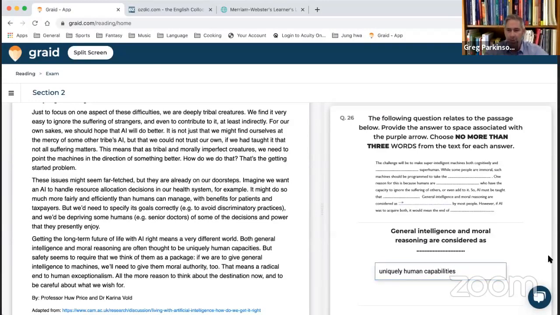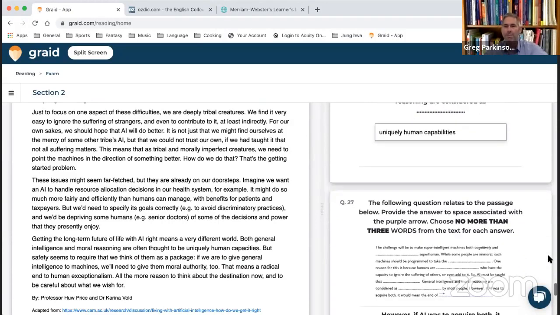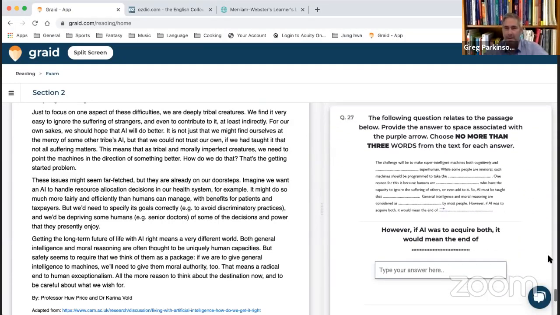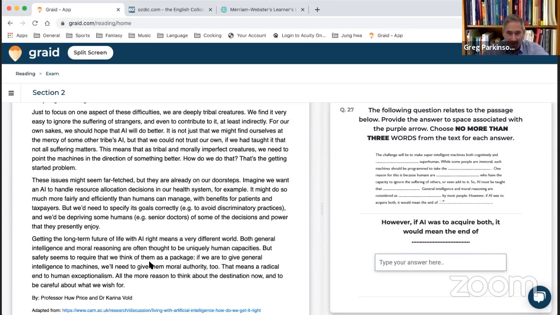Okay, so I think that's the end. I know there's one more for these fill in the gaps. Okay, but hopefully this will be an easy one because there's not much of the reading left. However, if AI was to acquire both, it would mean the end of.